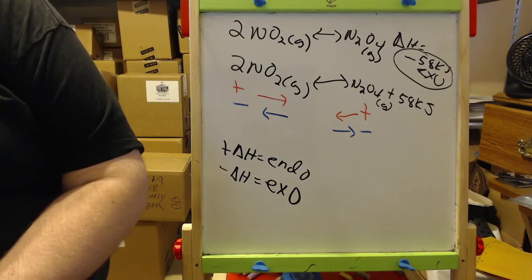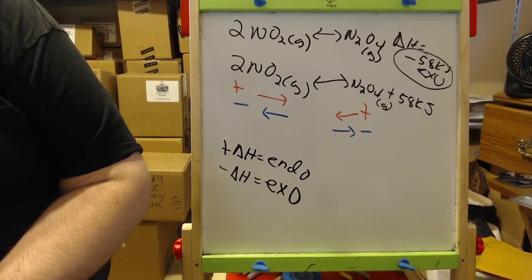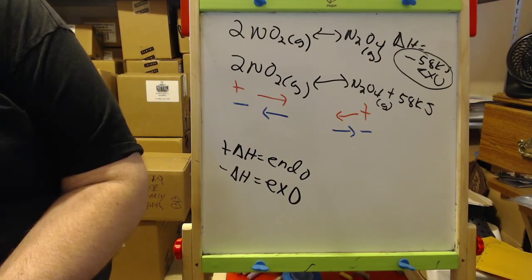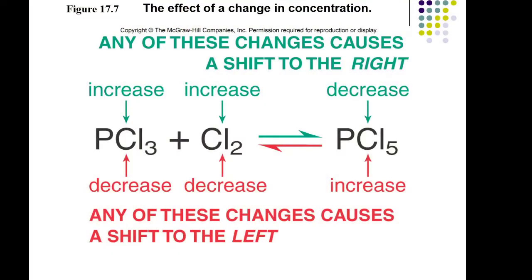All right, any questions on adding or removing a product and which way it'll cause a reaction at equilibrium to shift? The next PowerPoint slide basically shows this. Increasing the left-hand side or decreasing the right-hand side will cause a shift this way. Increasing the right-hand side, decreasing the left-hand side will cause a shift that way.